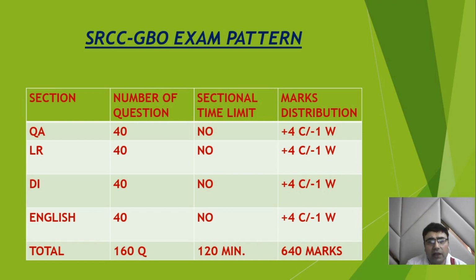The second section that appears is logical reasoning. 40 questions are asked from this section, no section time limit, +4 for each correct answer and -1 for each wrong answer. The third section that appears is data interpretation. 40 questions are asked in this section, no section time limit, +4 for each correct answer and -1 is deducted for each wrong answer. The fourth section that appears is English.